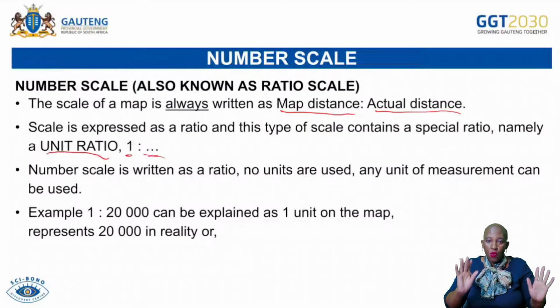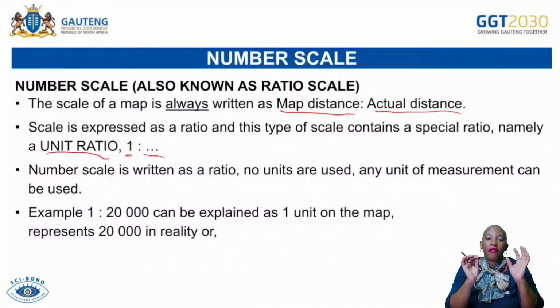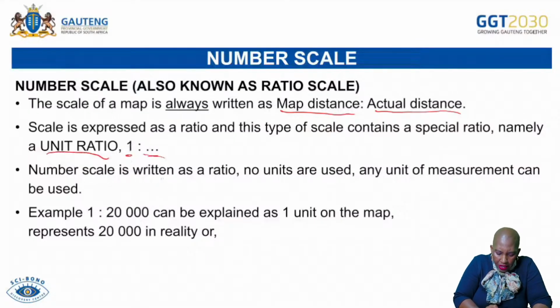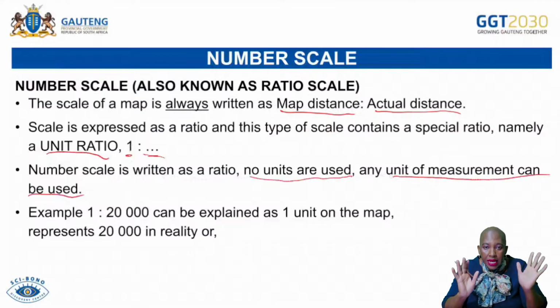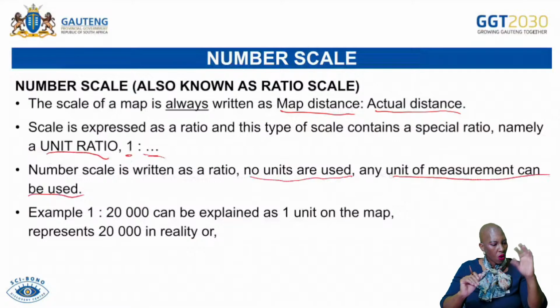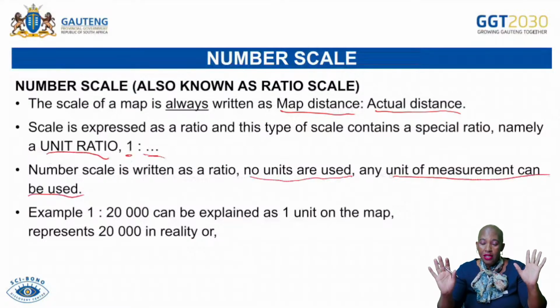When they say write the scale in the form of a unit ratio, they want you to simplify the scale to say 1 is to something. And then the number scale is written as a ratio. No units are used. Any unit of measurement can be used. So when you write a number scale, boys and girls, you don't include the units. You just write 1 is to 100, 1 is to 50,000, or whatever scale that you have, 1 is to something, in a unit ratio.